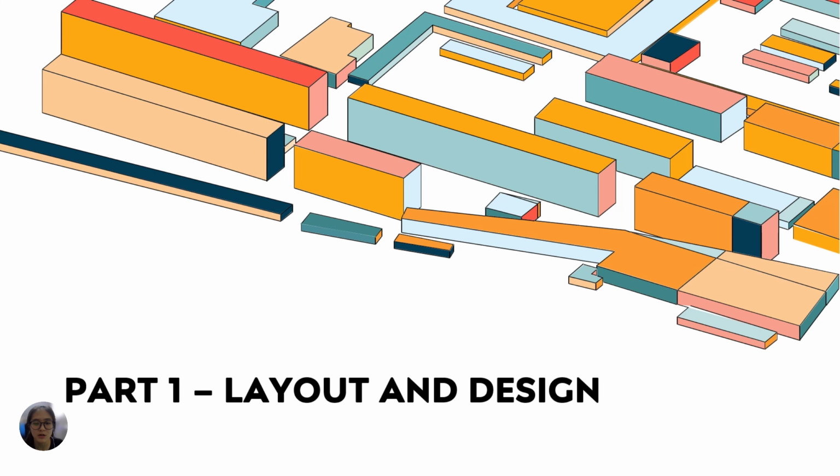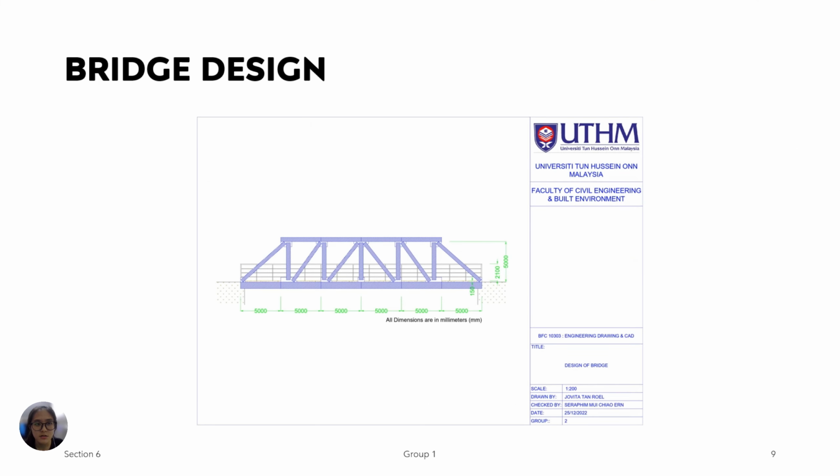I'm Seraphim Moichawan with matrix number AF210118, and I'll be presenting the layout and design of our project. The figure shows our bridge design, which is drawn using AutoCAD software, where all dimensions are in millimeters. Our bridge consists of an assembly of members connected by joints, which creates a rigid structure. Deck and handrail are also considered in our bridge design. The members of the truss are made of steel, while the deck is made of concrete.